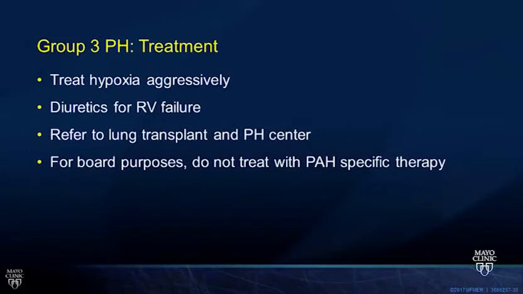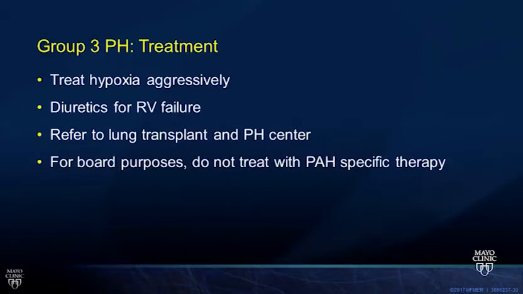With group 3, obviously you want to treat hypoxia, judicious use of diuretics for RV failure, and consider referral for lung transplant. And for the purposes of this exam, do not treat with pulmonary hypertension specific medications. So somebody with lung disease, modest elevation of pressures, you want to use oxygen, diuretics, etc., but no bosentan, no sildenafil.